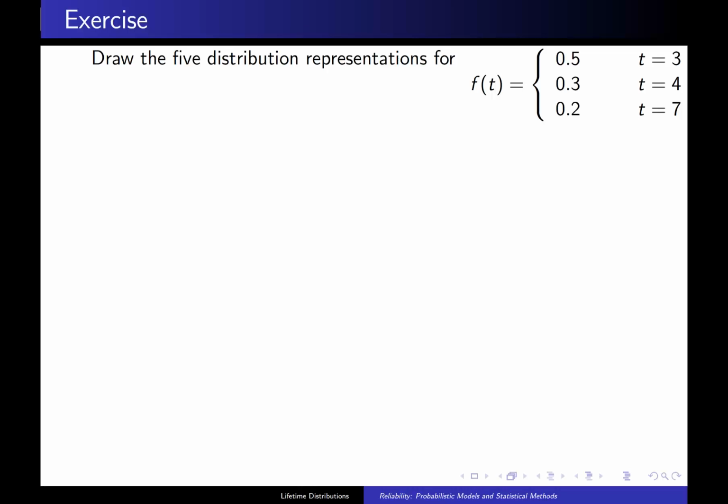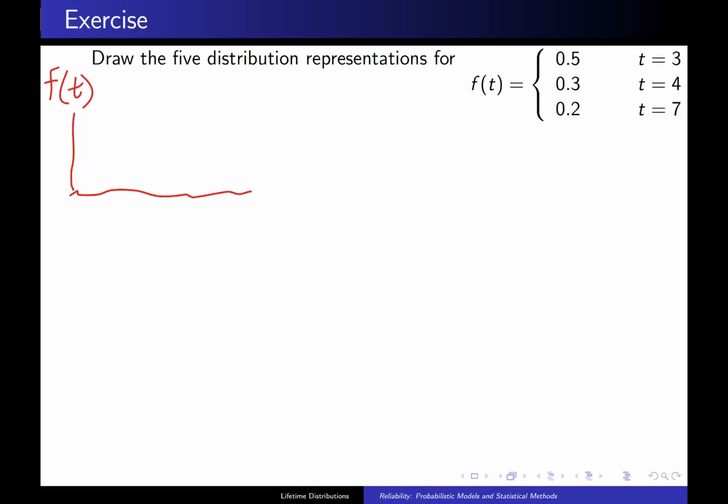Here is an exercise, and it is to draw the 5 representations for this function, which is a probability mass function. F of t is 0.5 for t equals 3, 0.3 for t equals 4, and 0.2 for t equals 7. And not surprisingly, those 3 numbers add to 1 as they have to for a probability mass function. So here is f of t. We're going to draw a picture of this thing.